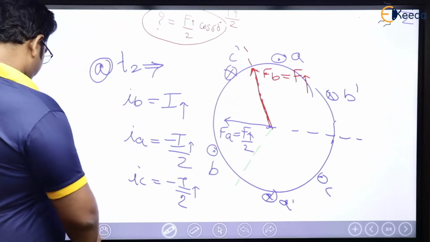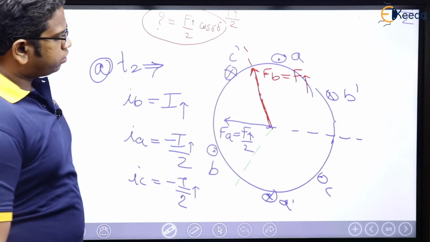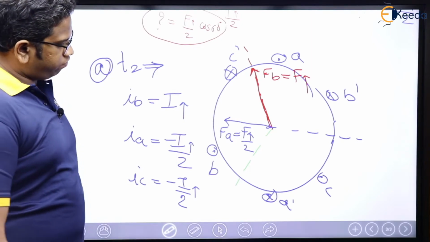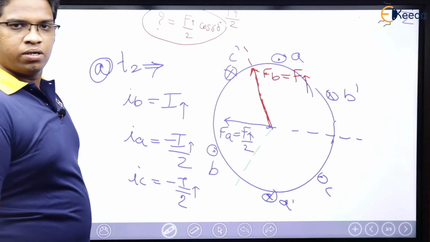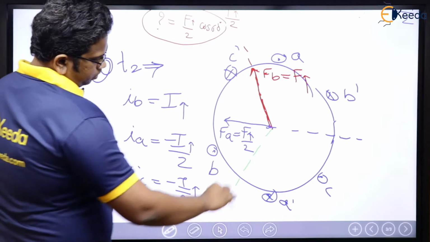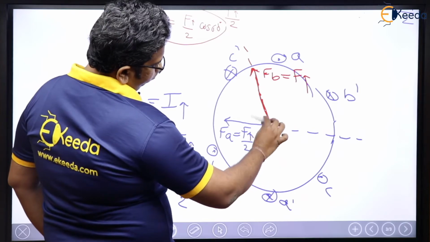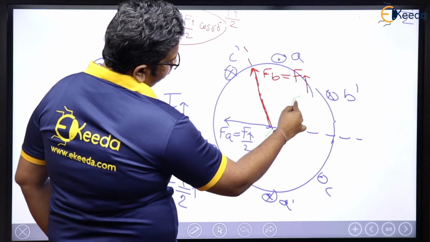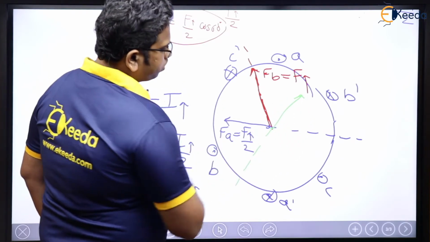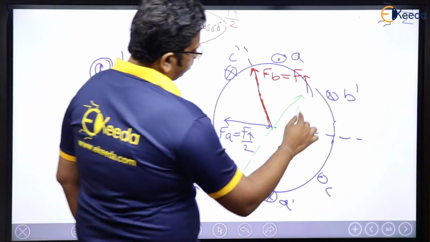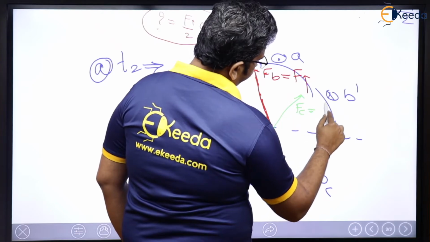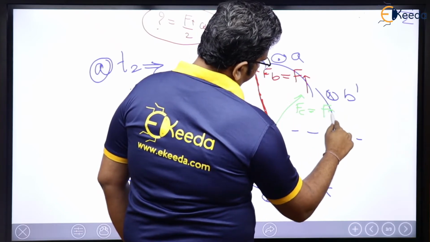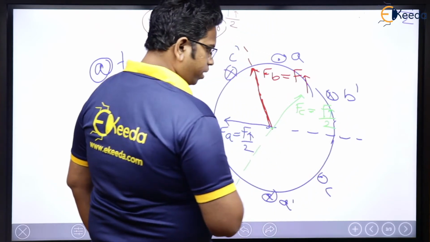Now, let us think of FC. FC will also be half of negative maximum. If this is positive maximum, this is going to be negative maximum, and half will come here. So this is going to be FC, which is equal to F maximum by 2. Right?